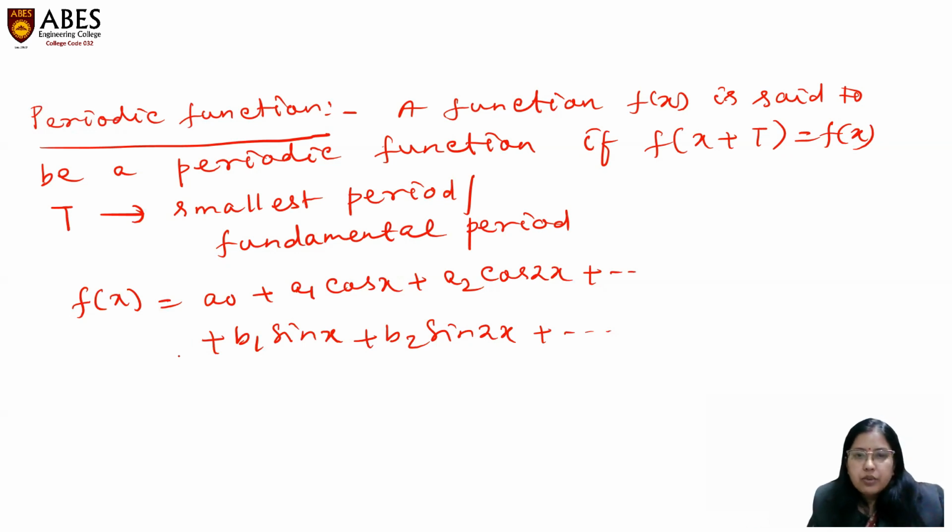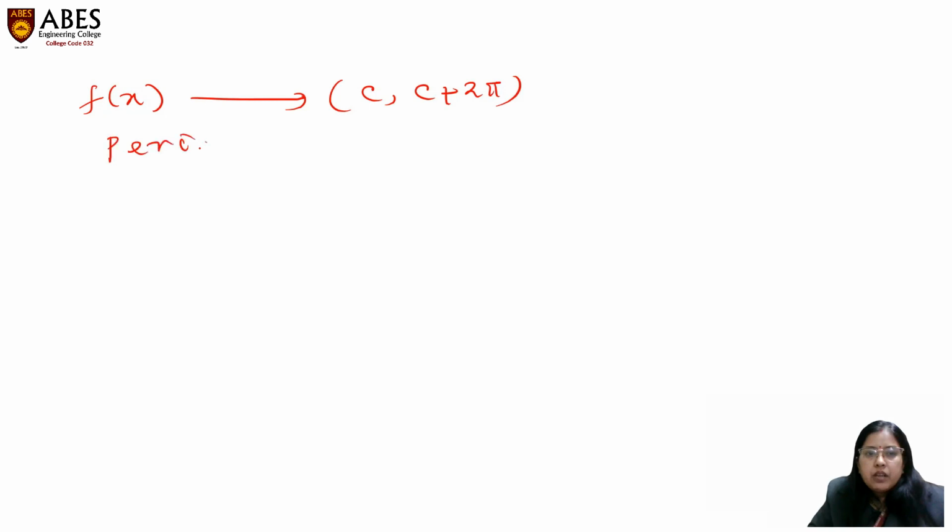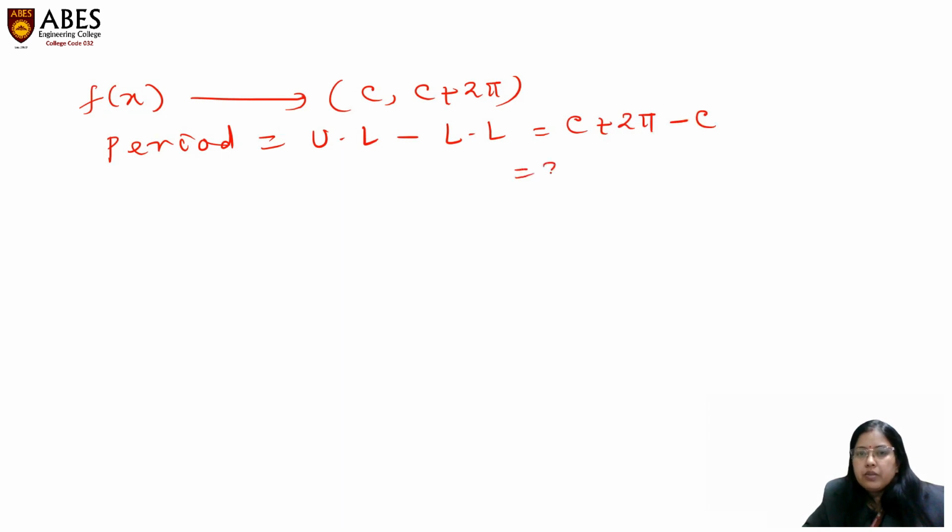Before going to discuss the Fourier series expansion, let us know some formulas, that is trigonometric formulas. इंटीग्रेशन हमें चाहिए जिसको यूज करके हम प्रूव करेंगे Euler's formula of functions, right? So suppose we are considering a function in the interval c to c plus 2 pi. How to find out the period of the function? That is upper limit minus lower limit. Upper limit क्या है आपका? That is c plus 2 pi, and the lower limit is c. So the period of the function is 2 pi.